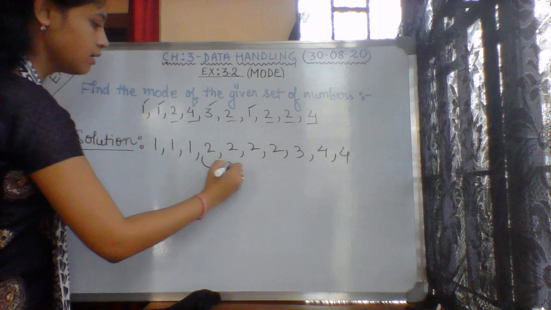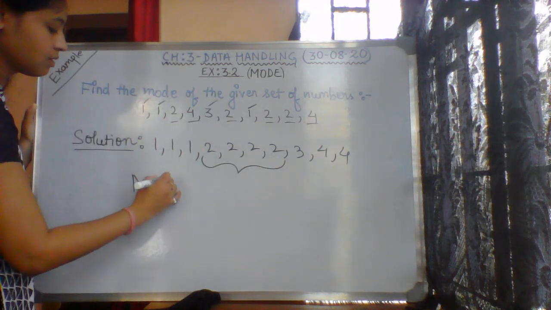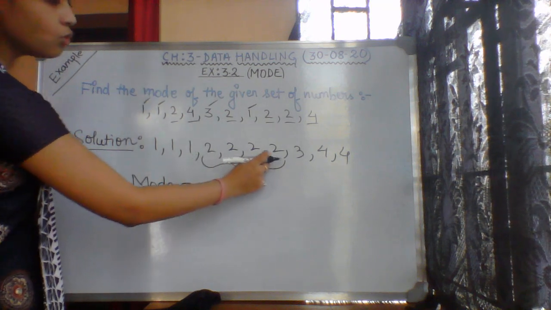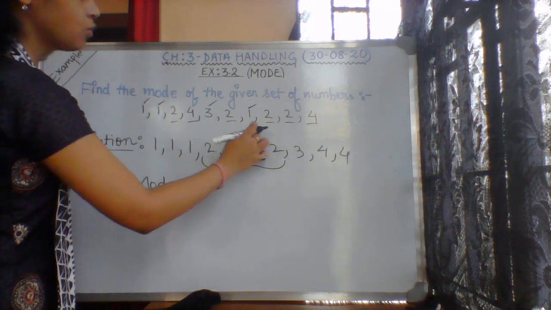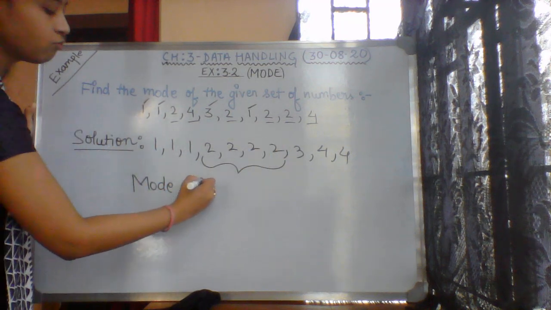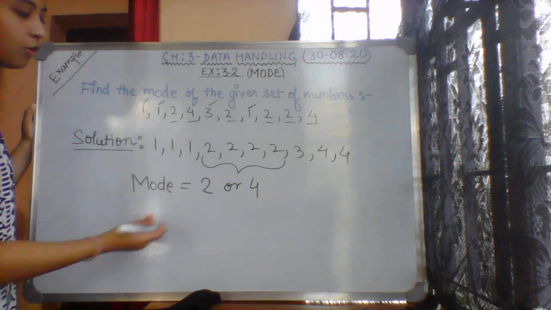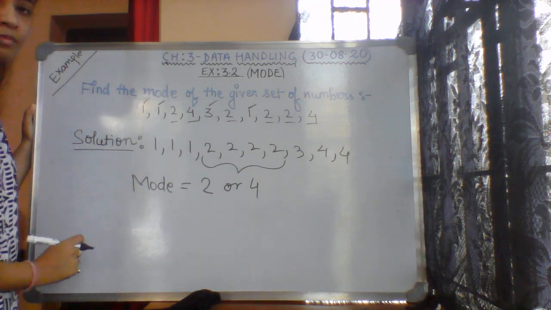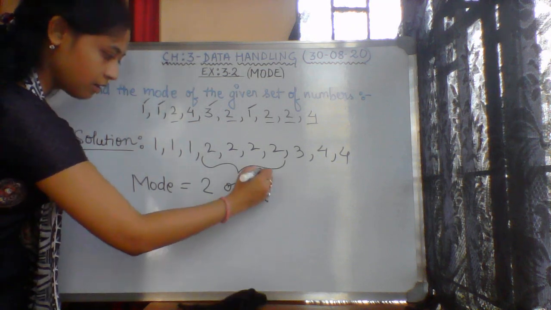So obviously our mode will be 2, or our mode will be the number of times it is occurring, 1 2 3 4 times. Our mode will be 2 or 4. Can anybody tell me, our mode will be 2 or 4? Yes, it will be 2. It will not be 4.